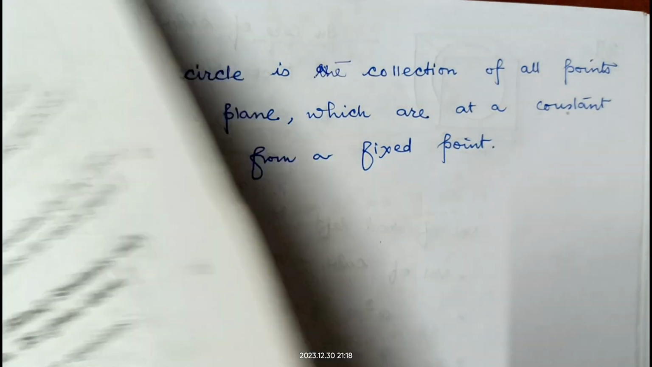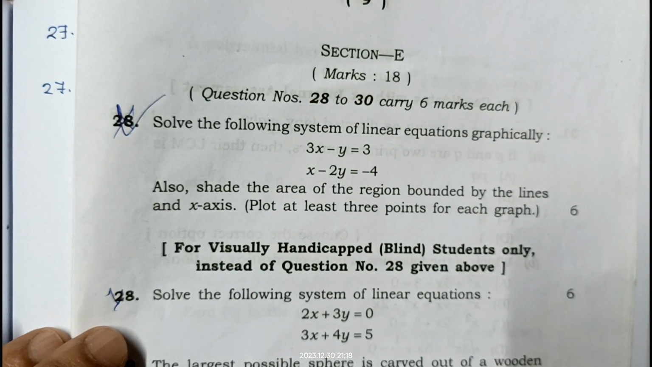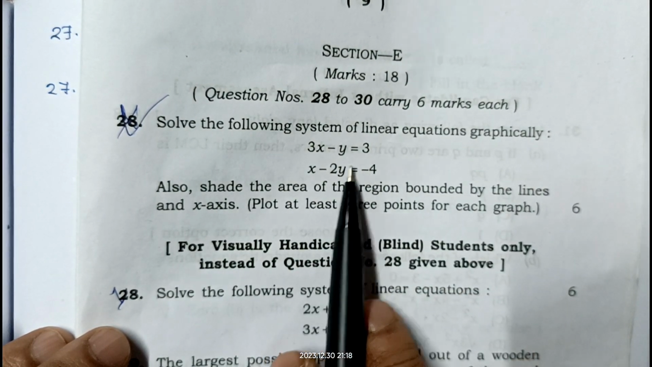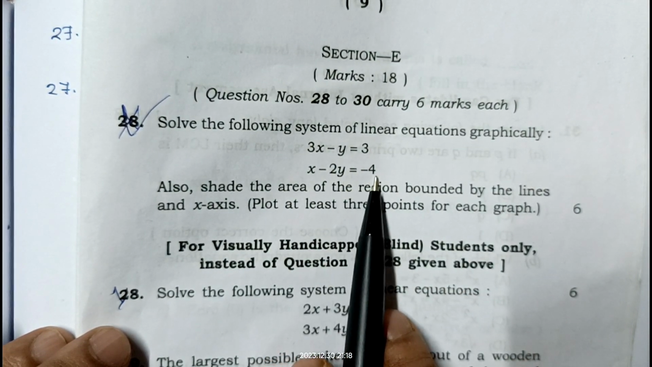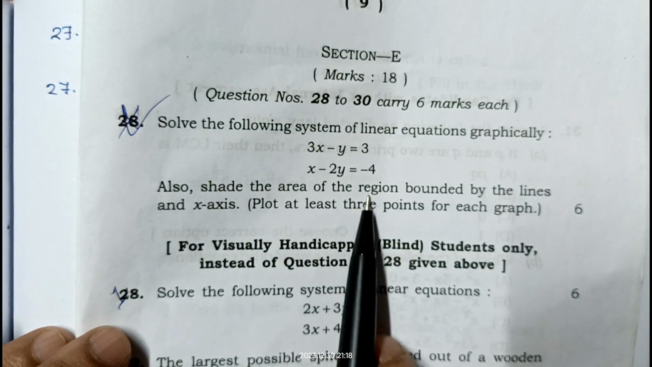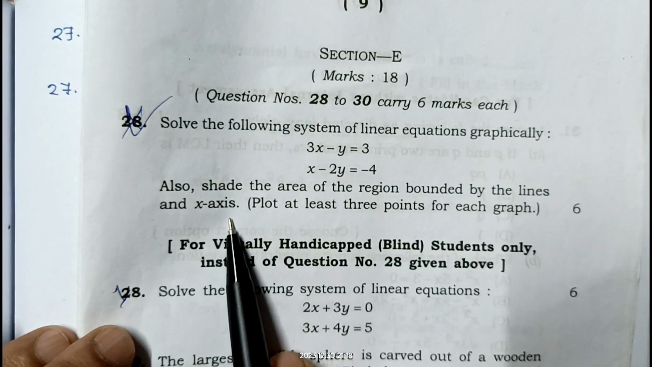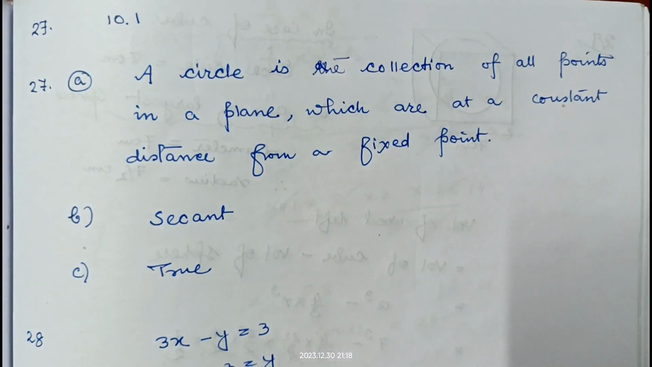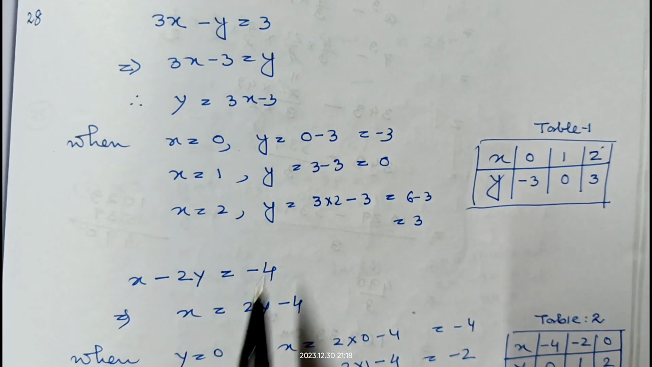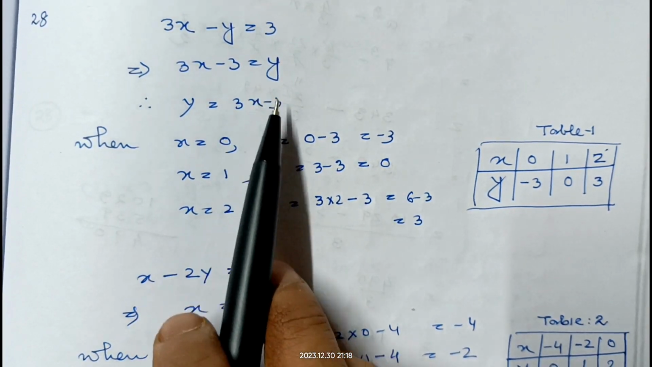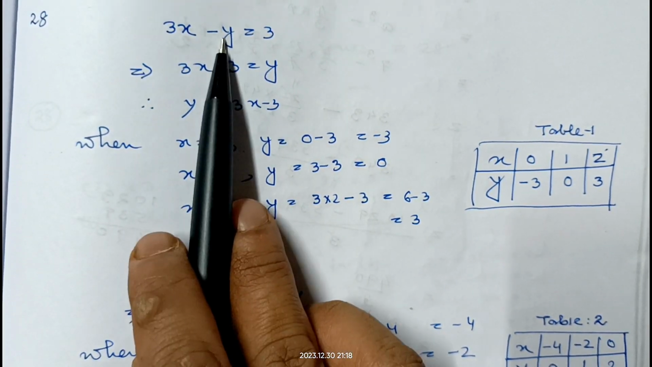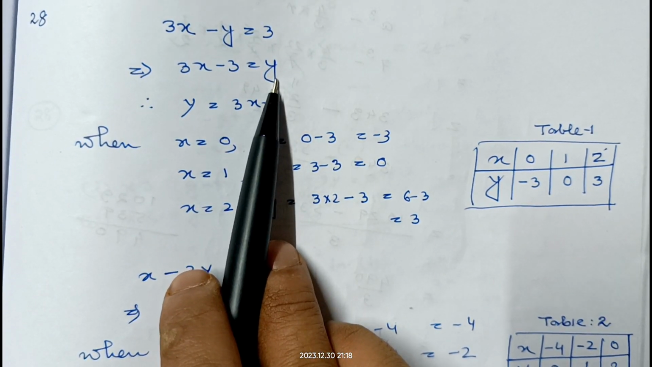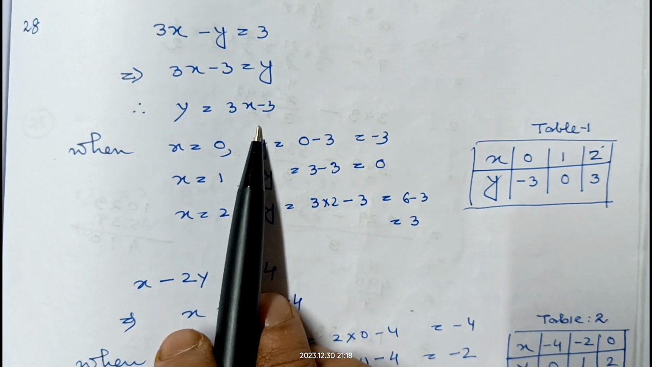Now in question number 28, it is given that solve the following system of linear equations graphically: 3x minus y is 3, x minus 2y equal to minus 4, and shade the area of the region bounded by the lines and x-axis. Plot at least 3 points for each graph. So here first equation is 3x minus y is 3. So we can write 3x minus 3 equal to y. This minus y we have transferred, so it will become plus y. So y equal to 3x minus 3.